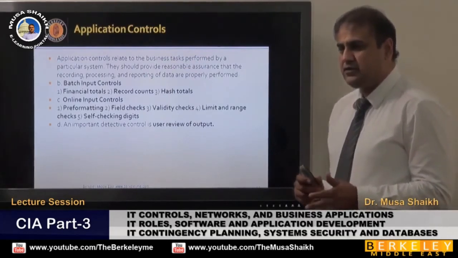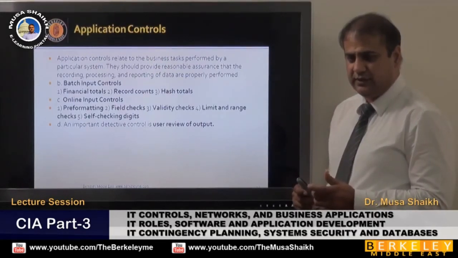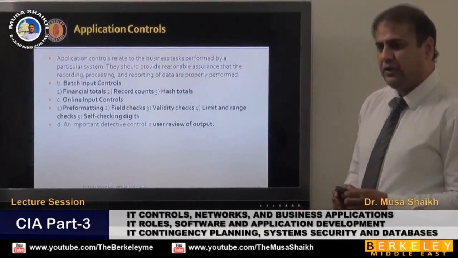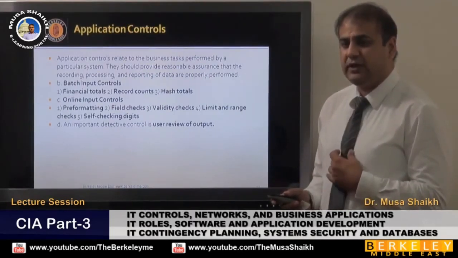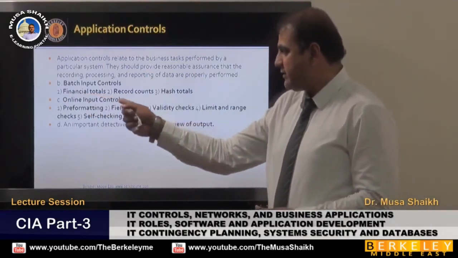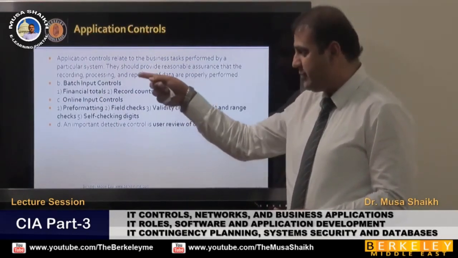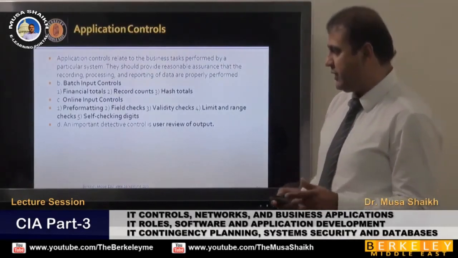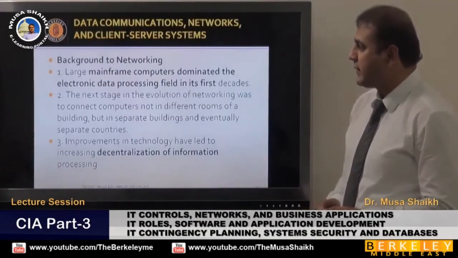This was primarily checked in part 2, and a little of this has been tested in part 1 as well. But yeah, in part 3 also we are going to accept. You will be asked which of the following is an example of the input controls. So if you remember, financial total, record count and hash total are input controls for batch, and for online we have pre-formatting, field checks, validity checks, limit checks and self-check digits.